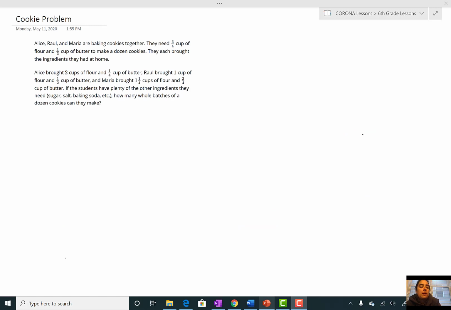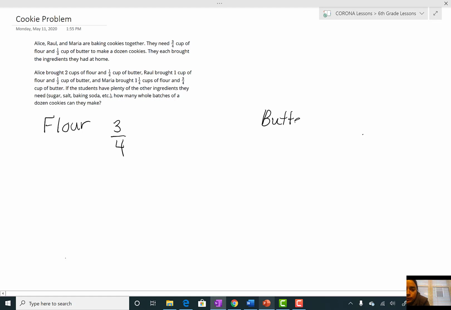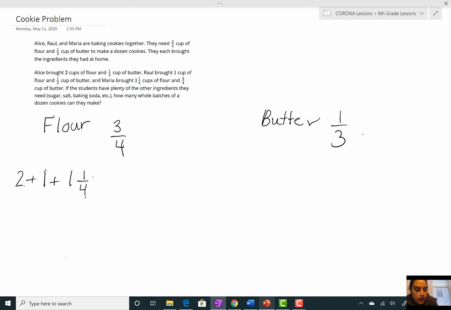All right, so let's look at the problem. For flour, each batch requires 3/4 of a cup. For butter, each batch requires 1/3 of a cup. So let's see how much flour we have. Alice brought 2 cups of flour. Raul brought 1 cup of flour. And Maria brought 1 1/4 cups of flour. Altogether, that's 4 1/4 cups of flour.